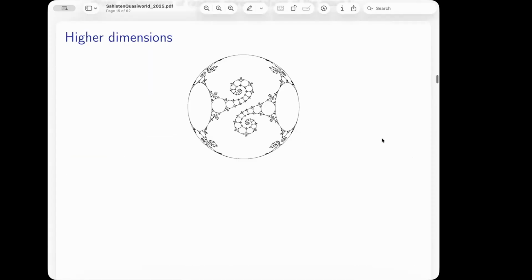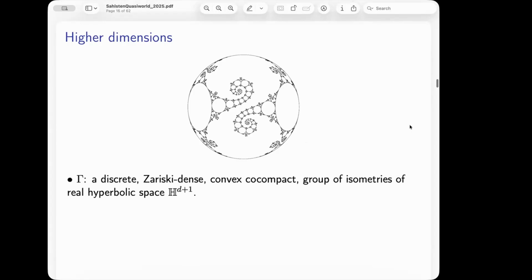Okay, so higher dimensions. Let's move a little bit into the higher dimensional setting and closer to what we've done. That was the state of the art in 2 dimensions, as far as I know most of the things. So in high dimensions, now we could study Kleinian groups or even more general groups. The general setting that I want to take is a discrete, Zariski dense, convex cocompact group of isometries of real hyperbolic space, d plus 1 dimensional space.